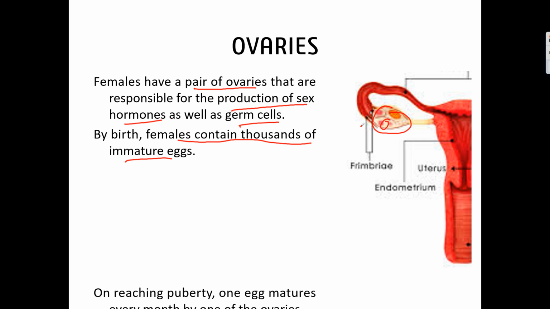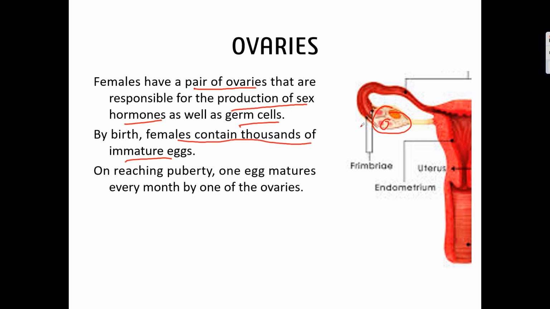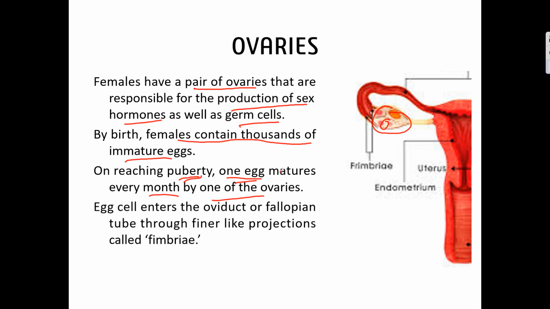When the female reaches the age of puberty, the age of adolescence, one egg matures every month in one of the ovaries. One egg will be matured in every menstrual cycle, and it will be released into the fallopian tube. The egg enters the fallopian tube through the finger-like structures called fimbriae. So this egg will enter the fallopian tube. Here there is a finger-like structure, this is called the fimbriae.